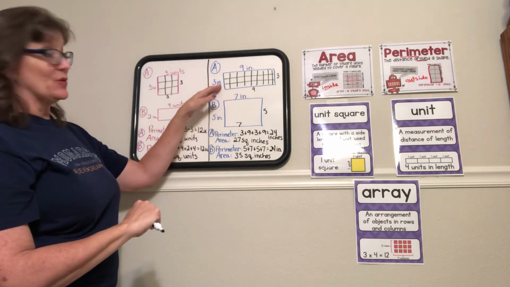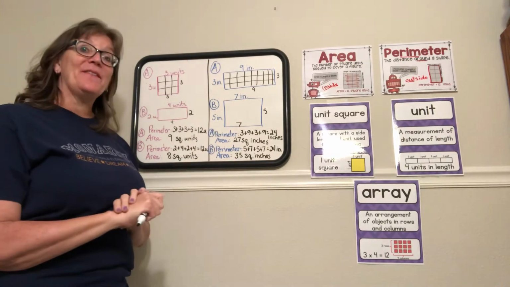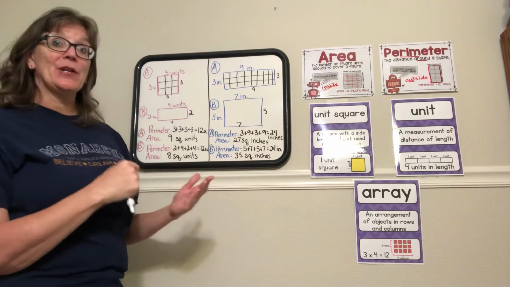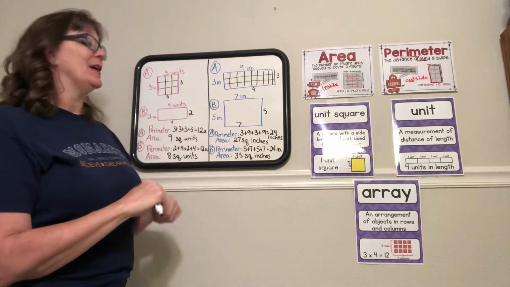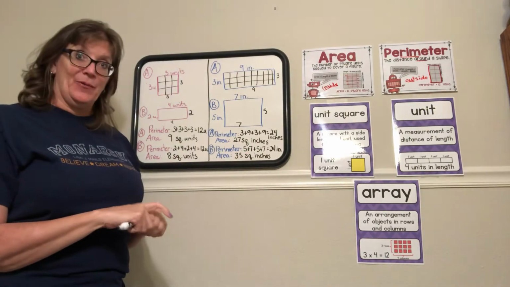Rectangle A is 27 square inches. Rectangle B is 35 square inches, and it's closer to the square, so that's something important to remember. The closer a figure is to a square, the greater the area will be.